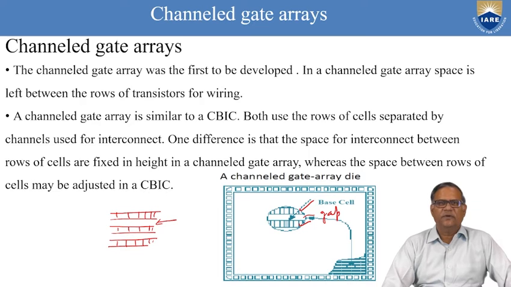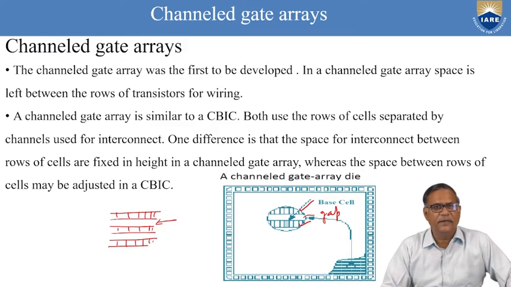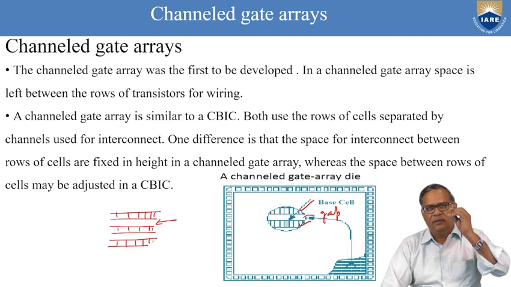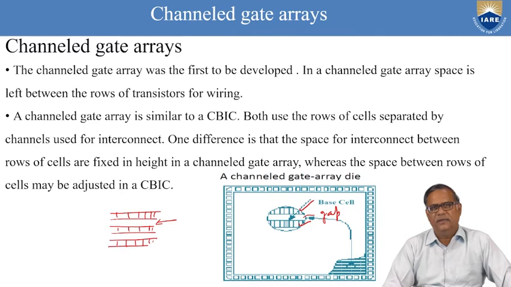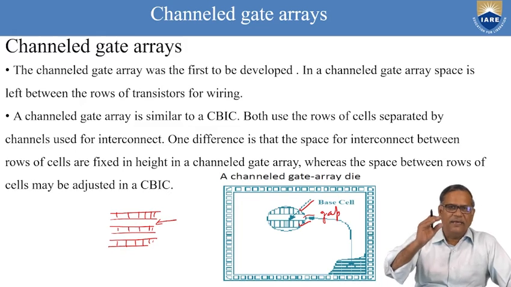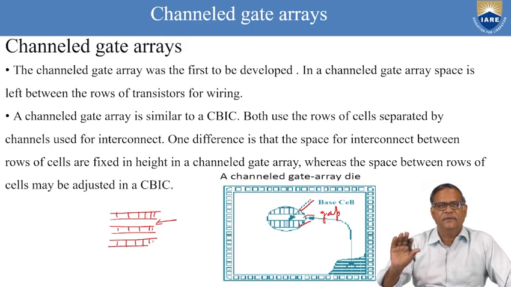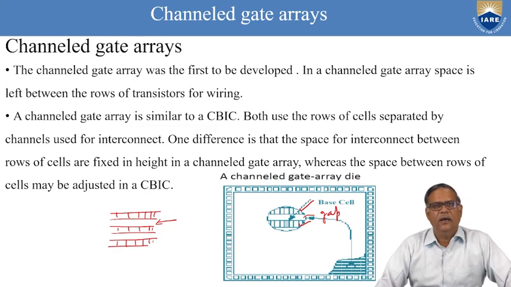So the space between rows of cells may be adjusted in another type, that is in CBAC. But here in channel gate arrays, the gap is fixed. In CBAC also you have gate arrays, but the gap is adjustable. But here the gap is fixed in channel gate arrays.